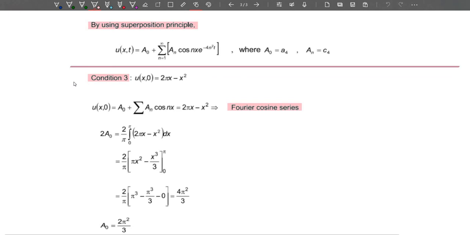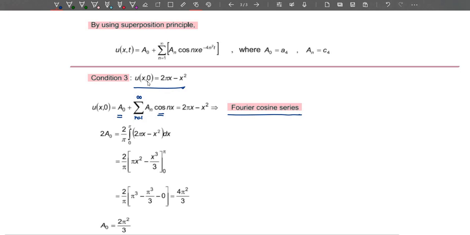The last condition, the third condition. Condition 3. We have u(x,0) here equal to 2πx minus x squared. So u(x,0) is equal to A naught plus summation here, n from 1 to infinity, A_n cos nx equal to 2πx minus x squared. Since this is cos, that means, and also we have A naught here, we will be using Fourier cosine series.